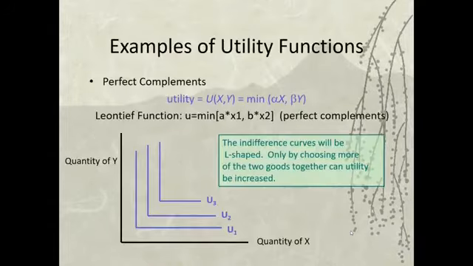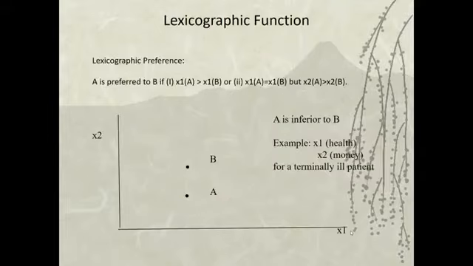I think one last point in this particular analysis is the lexicographic function in the utility. So what is a lexicographic preference? A is preferred to B if there are two conditions: first, x1a is greater than x1b, or in the second case, x1a is equal to x1b but x2a is greater than x2b. Otherwise, A is inferior to B.